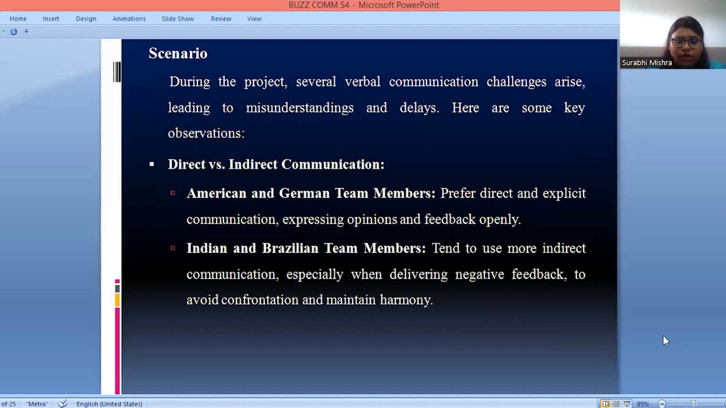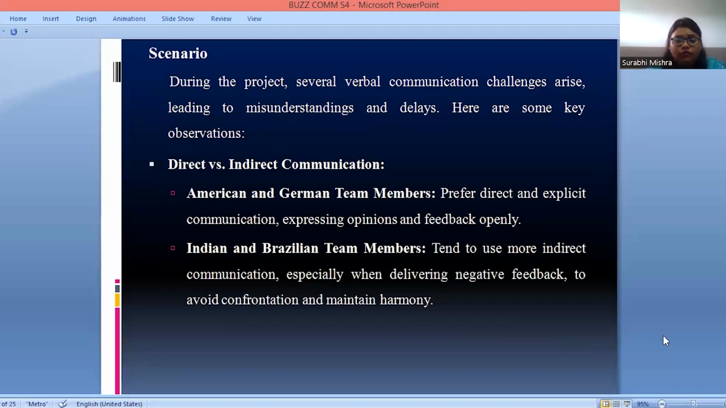So what is the entire scenario? During the project, several verbal communication challenges arise, leading to misunderstanding and delays. Here are some key observations. So the scenario was that the entire project was based on verbal communication, and it was a challenge for them to manage diverse backgrounds, people from different locations, so that there can be fewer conflicts, and if there is a conflict, we can try to resolve it, right? So let's see what the problems were. Here are some key observations.